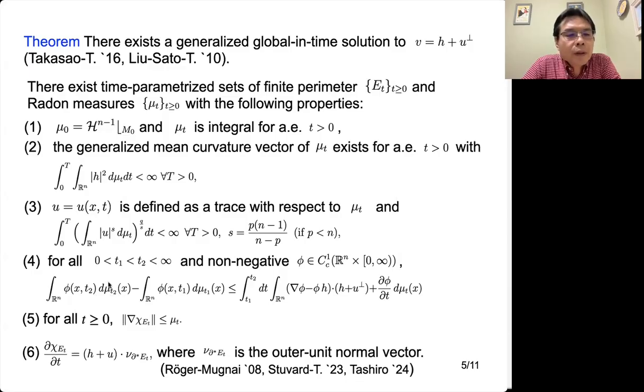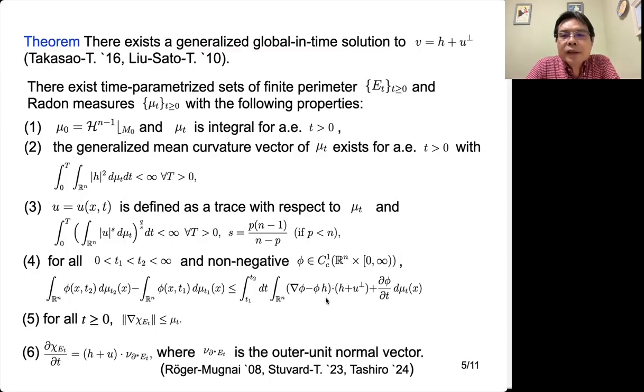Note that T1 and T2 are two different times, T2 is the later time, T1 is before. So the difference between these two times can be bounded from above by this right-hand side. If you've never seen this formula before, it's a bit difficult to see, but this part here describes the velocity of the motion.